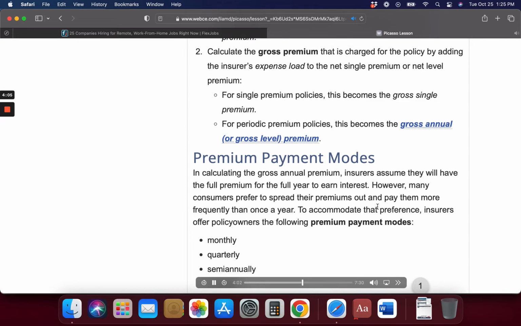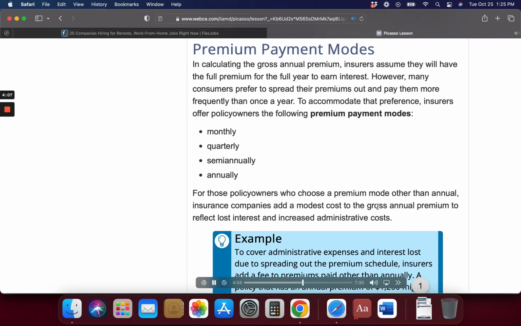Premium payment modes. In calculating the gross annual premium, insurers assume they will have the full premium for the full year to earn interest. However, many consumers prefer to spread their premiums out and pay them more frequently than once a year. To accommodate that preference, insurers offer policy owners the following premium payment modes.